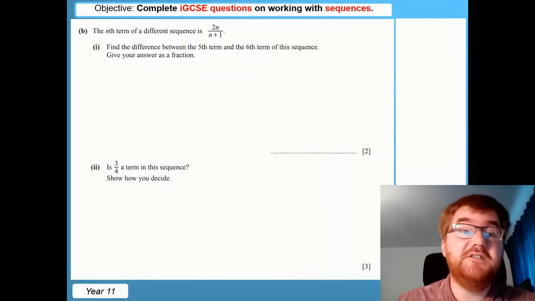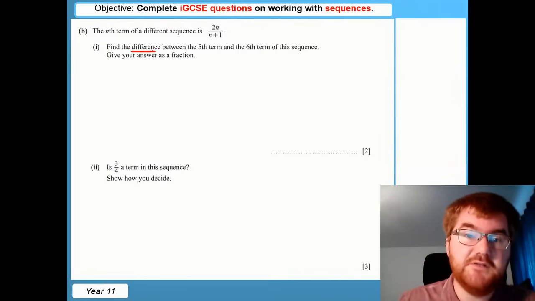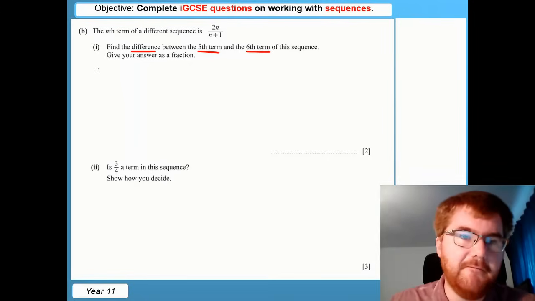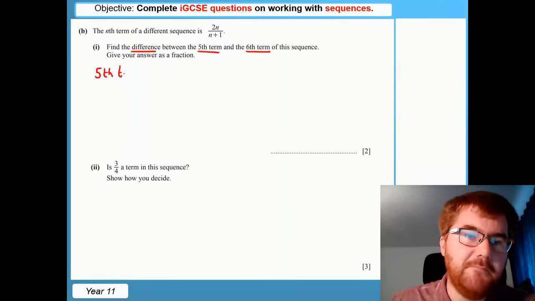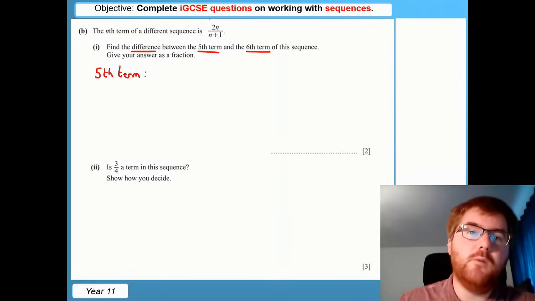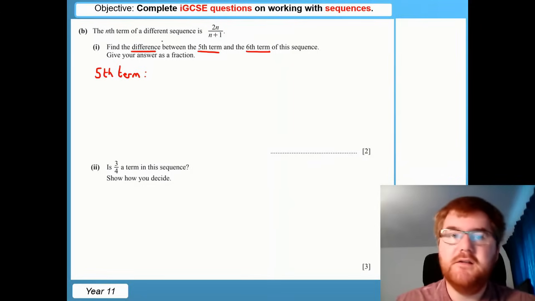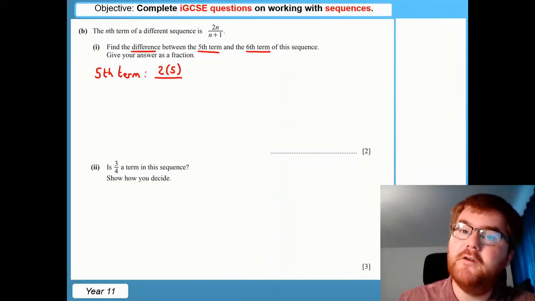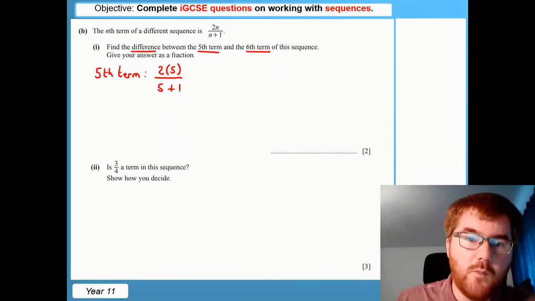So the nth term of a different sequence is 2n over n plus 1, and we need to find the difference between the 5th term and the 6th term. So let's work out the 5th term and the 6th term first of all. So the 5th term, the way we work this out is wherever we see an n in this calculation, we put a 5. So we will get 2 lots of 5 over 5 plus 1.